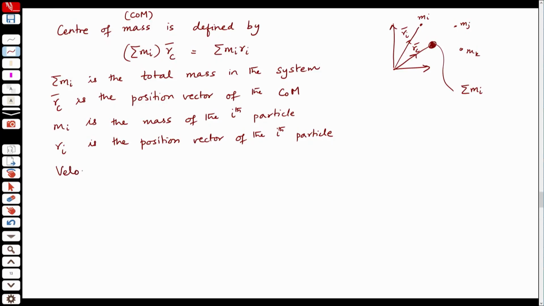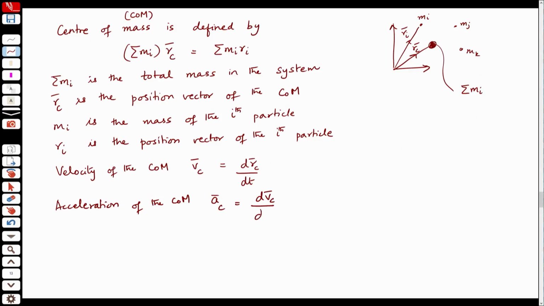The velocity of the center of mass, Vc, like the velocity of any point, is just the rate of change of its position vector, right. So it is drc by dt, and the acceleration is the rate of change of its velocity.